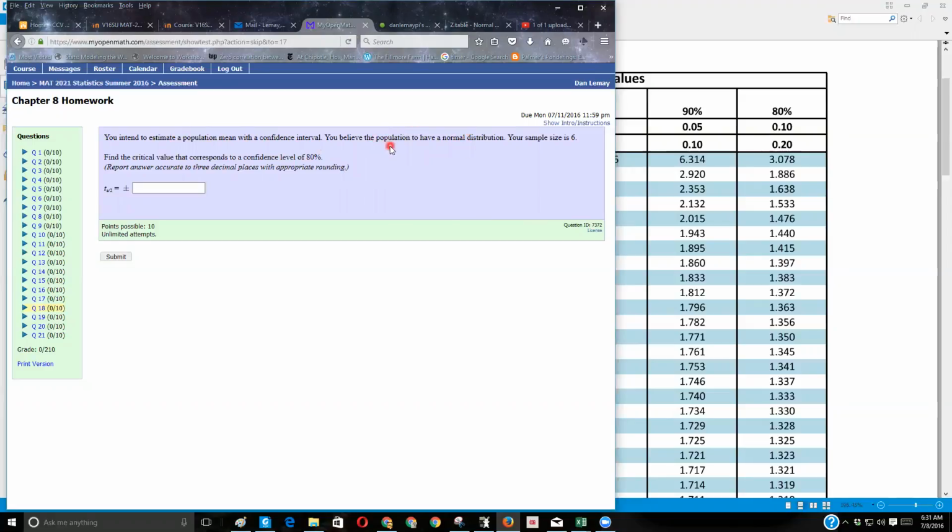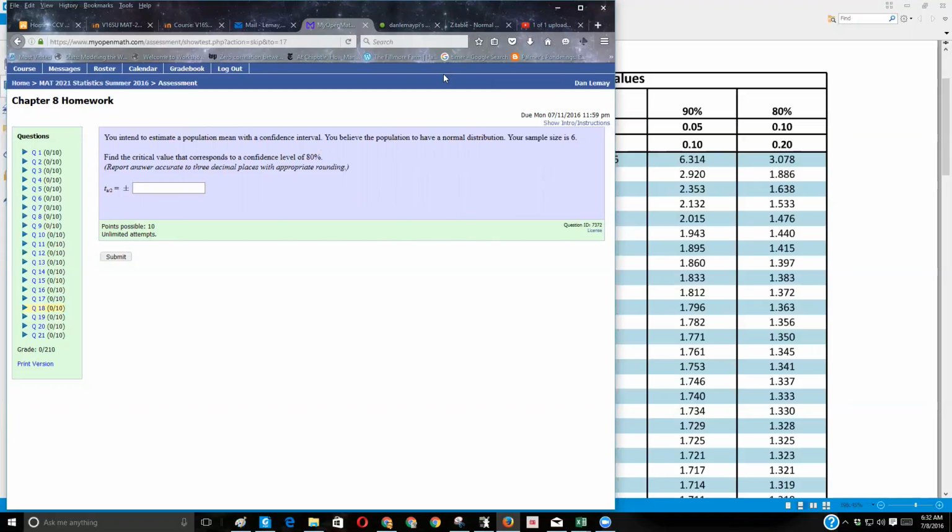Well, there are two conditions I need in order to have the central limit theorem hold for means. I either have to have a parent population that's normal, which this one has, or my sample size has to be 30 or more. We've only got a sample size of 6. But because we've got that normal distribution for the parent distribution, we're okay to go with that small sample size. So how do we get the critical value of t?